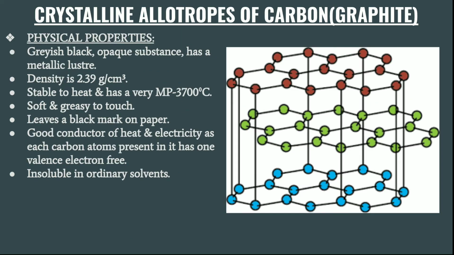Next are the physical properties of graphite. Graphite is a grayish black opaque substance. It has a metallic luster, that is, it shines like metals. Light cannot pass through it. Density is 2.39 grams per cubic centimeter, and it is stable towards heat and has a very high melting point of 3700 degrees centigrade. That is, when you heat it to about 3700 degrees centigrade, then graphite melts.